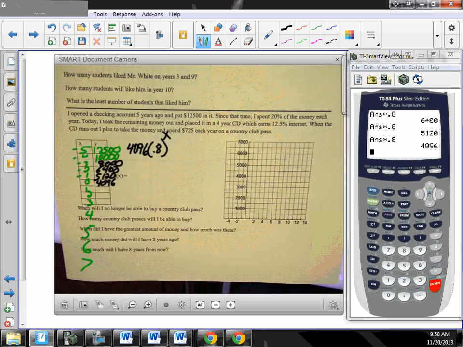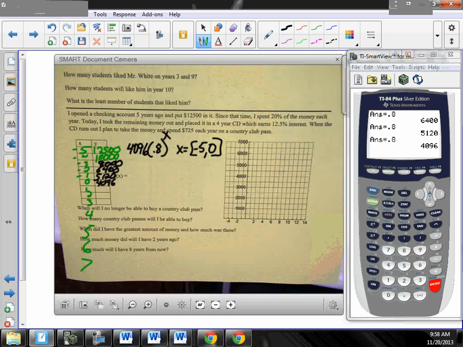Not negative infinity. From -5 to 0. Do I include -5? Yes. Do I include 0? It doesn't matter. You can include it where you like. So from -5, I'll include it with 0. Okay? Then what happens?